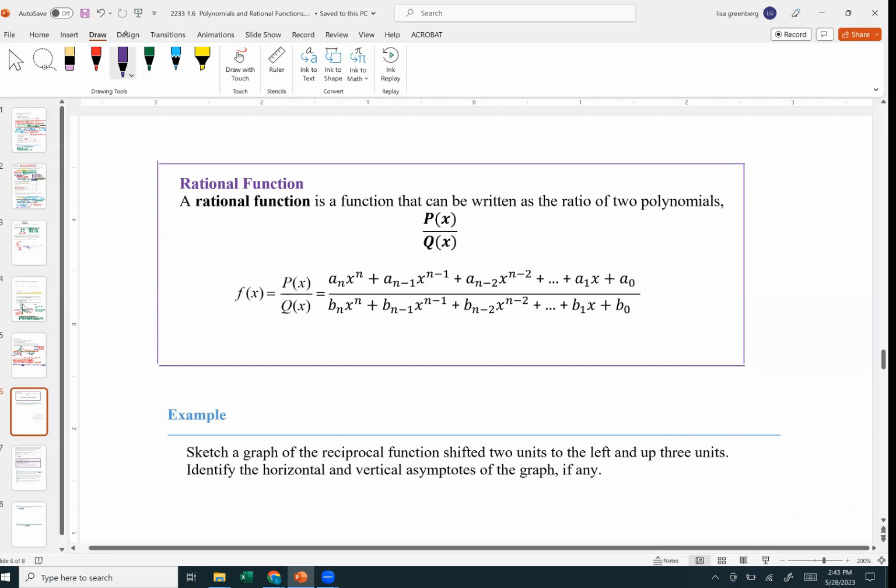Here we have our definition. Notice polynomial over polynomial. Just make sure that q of x is not equal to 0. We can never have the denominator equal to 0.